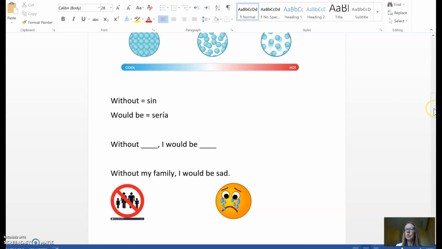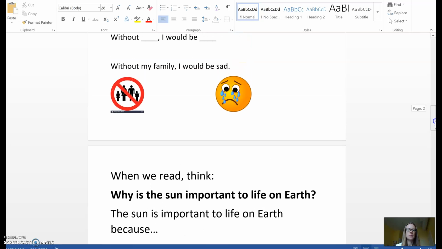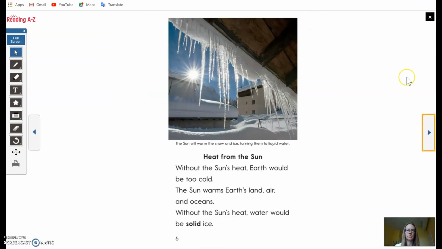Okay, so we know as we are reading, we are thinking, why is the sun important to life on Earth? At the end of this book, we will be able to give many details that explain why the sun is important to life on Earth. Let's go back to the book. Read this page to yourself.